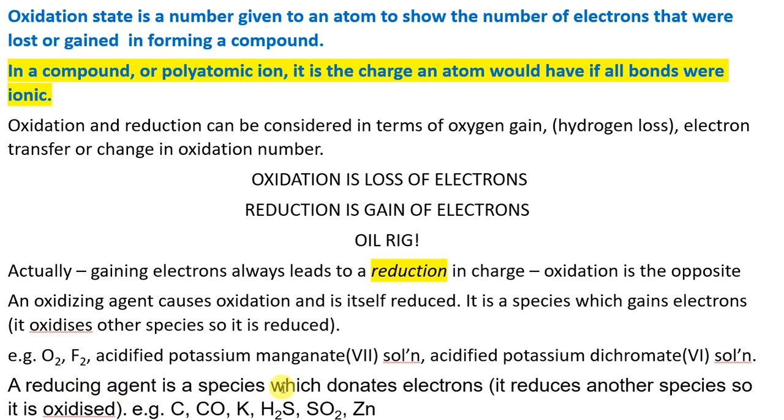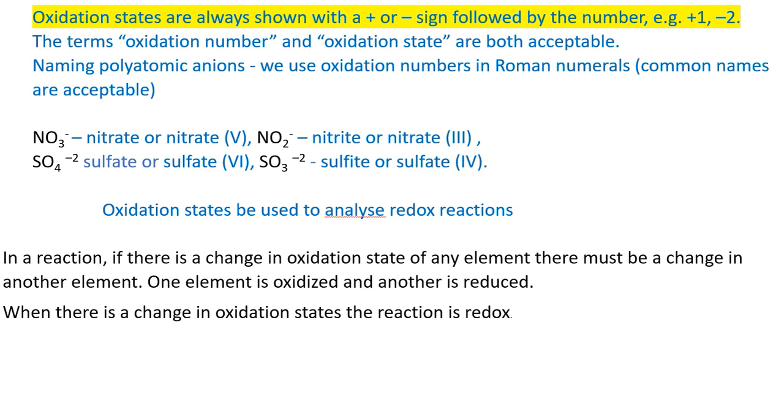A reducing agent is a species which donates electrons. It reduces another species and so it is oxidized. Examples: carbon, carbon monoxide, potassium, hydrogen sulfide, sulfur dioxide, and zinc. Oxidation states are always shown with a plus or minus sign followed by a number. It's as if the nature of the charge is more important than the size of the charge. And the terms oxidation number and oxidation state are both acceptable.